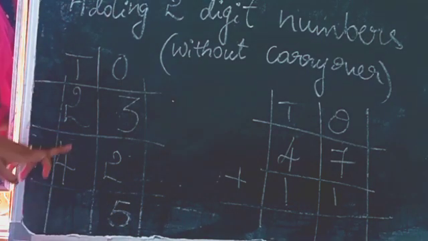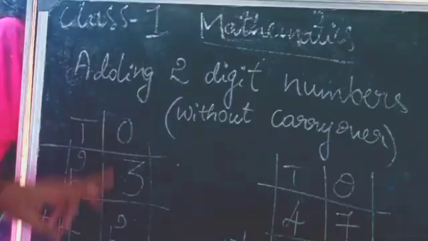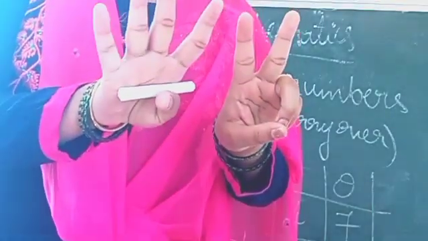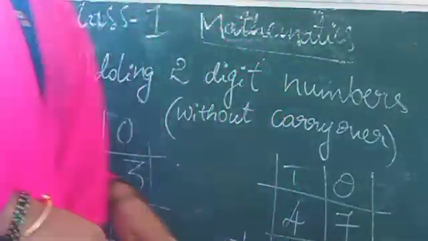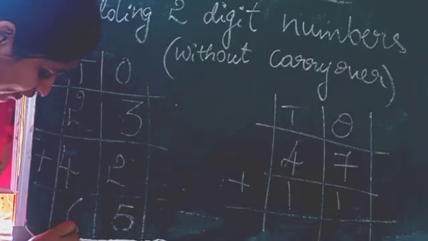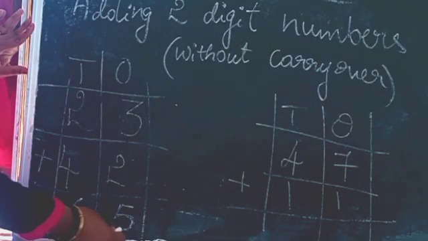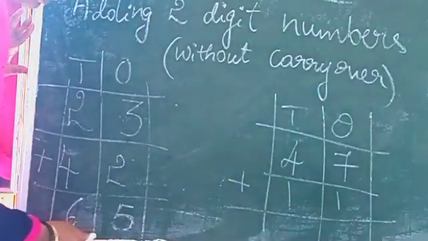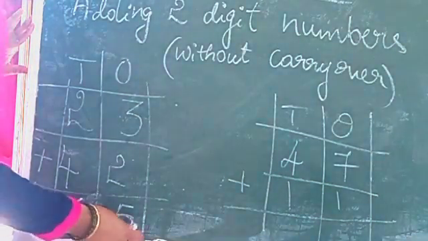And 2 plus 4 is equal to how much? 2 plus 4 is equal to 6. Is it right? 2 plus 4 is equal to 6. We got 65 as the answer.